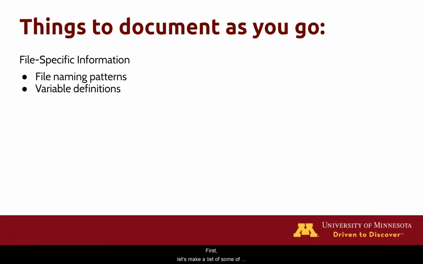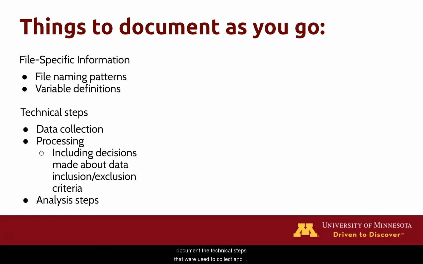First, let's make a list of some of the things that you will want to keep track of while you do research. There are some file-specific details that you will want to document. For example, the file naming system and a description of variables, including units of measurement, abbreviations, and any codes for missing data. You will want to document the technical steps that were used to collect and process the data. The more detail you can provide, the better.